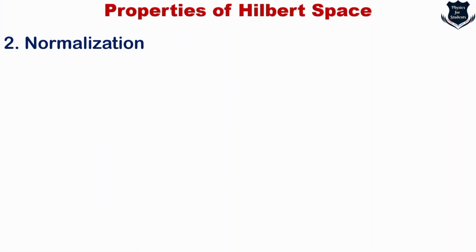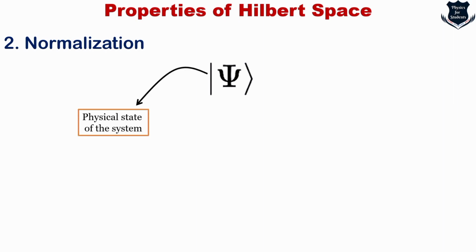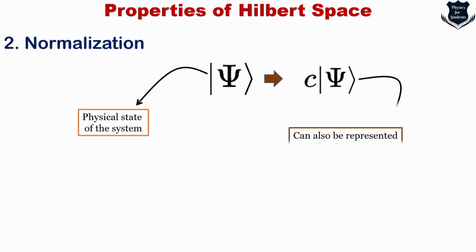Okay, the second one is called normalization. Now what do I mean by normalization? In general, the physical state of the system is given by this vector psi, right? Now this same physical state can be represented by a vector C phi, which has a bra and a ket, where C is basically a non-zero complex number. It can be anything, a non-zero complex number. Now the reason is that the overall normalization of the state vector doesn't change. So you can see it can also be represented by the vector.